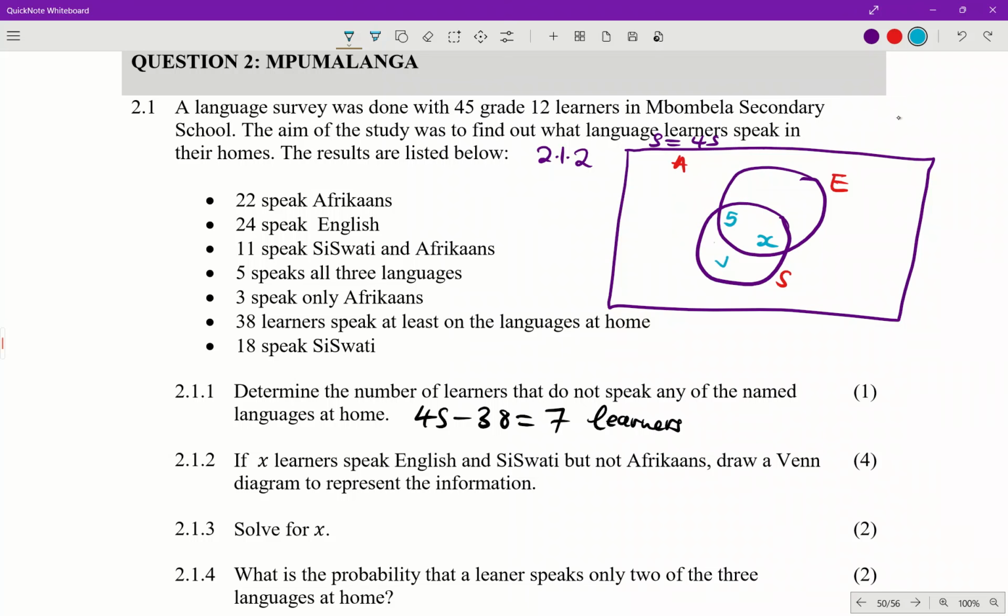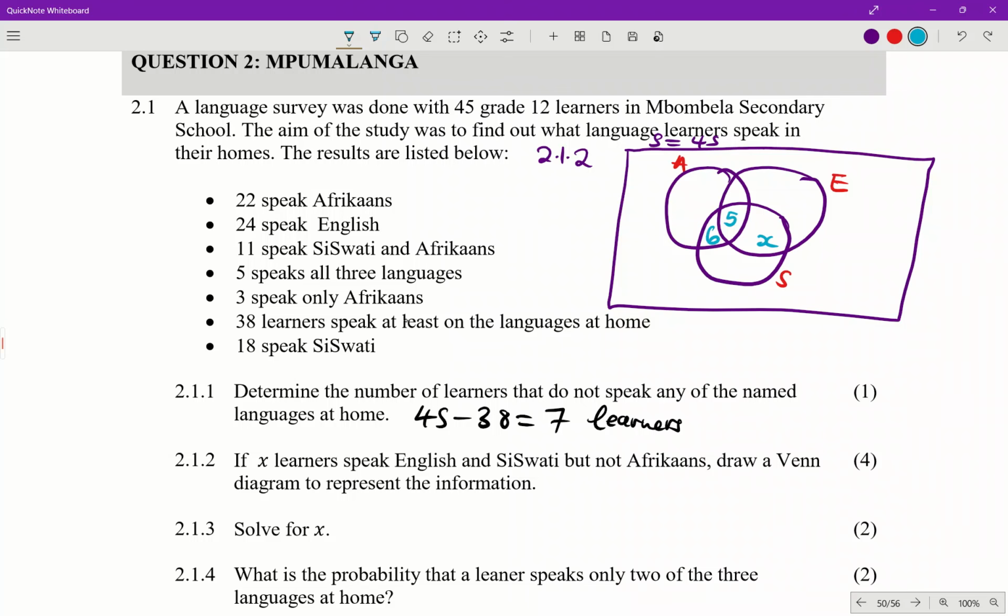So now, look what's happening there. That's 11. You're not going to plug 11 there. The summation of this, since it is the part of Afrikaans and Siswati, they have to give you 11 that speaks Siswati and Afrikaans. So this is simple for me: from 11 I subtract 5. I'm left with 6. So it means 6 is here. So 6 plus 5 will give you 11 that speaks Afrikaans and Siswati there. You see how you deal with these step by step.